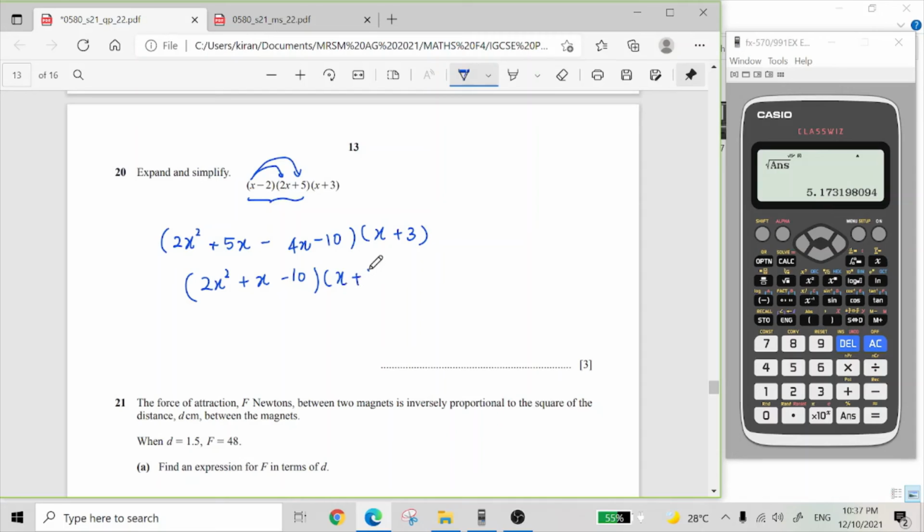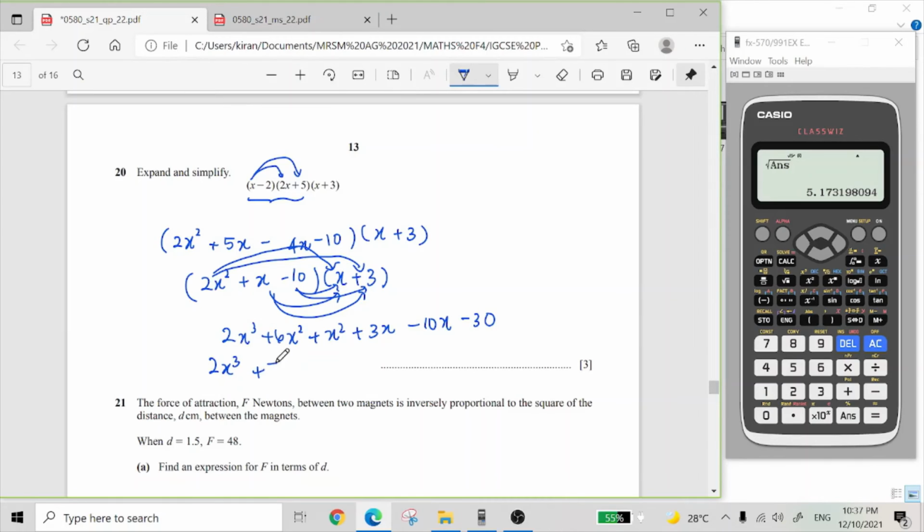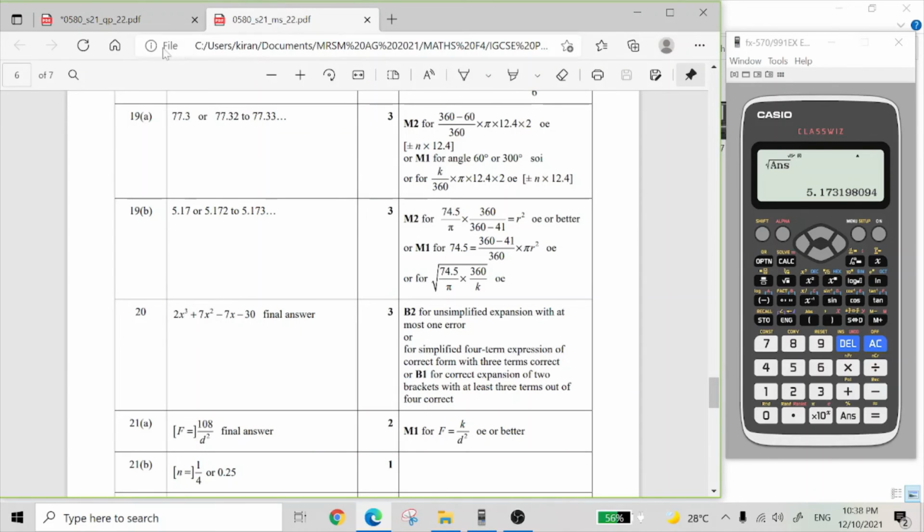Okay, and then we multiply with the other brackets one by one. So we get 2x cubed, and then 2x squared times 3, plus 6x squared, and then x times x, x squared, and then x times 3, we get 3x, and the last one negative 10x, and then negative 30. Okay, so we get 2x cubed, this part is 7x squared, and this one is minus 7x, and then minus 30. So that is the answer. Okay, that is the final answer.